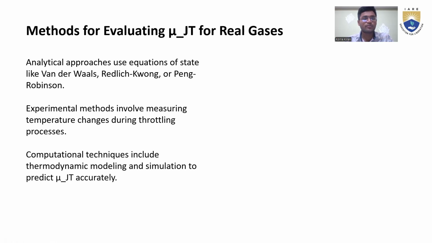Methods for evaluating mu JT for real gases. Analytical approaches use equations of state like the Van der Waals equation, Redlich-Kwong, or Peng-Robinson. These are the equations we know, such as the Van der Waals equation. Experimental methods involve measuring temperature changes during the throttling process, and computational techniques include thermodynamic modeling and simulations to predict.